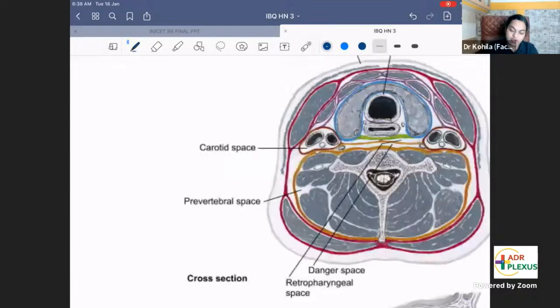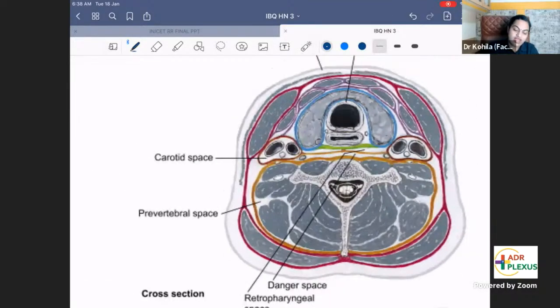Okay. So this picture also we have seen. The red one is the investing layer of the deep cervical fascia. The blue one is the pretracheal fascia.